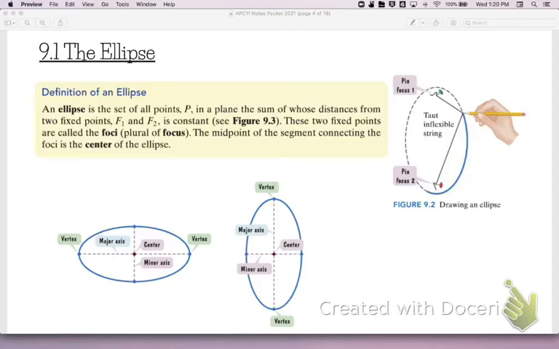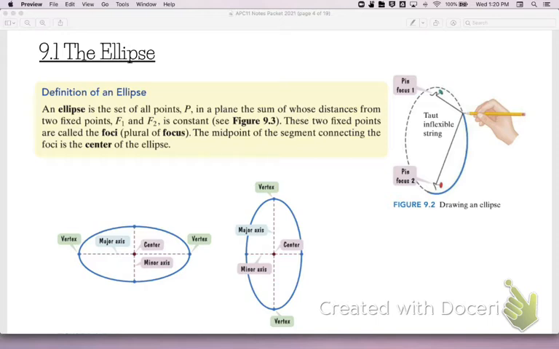All right, in this section, we're going to talk about the ellipse. So the ellipse has a lot of similarities to a circle, but in a circle, the horizontal distance across and the vertical distance across is all the same diameter. In an ellipse, you have a major axis and a minor axis. So one direction is going to be longer.